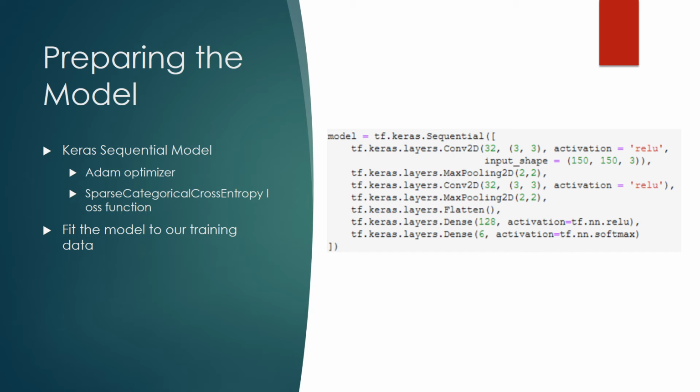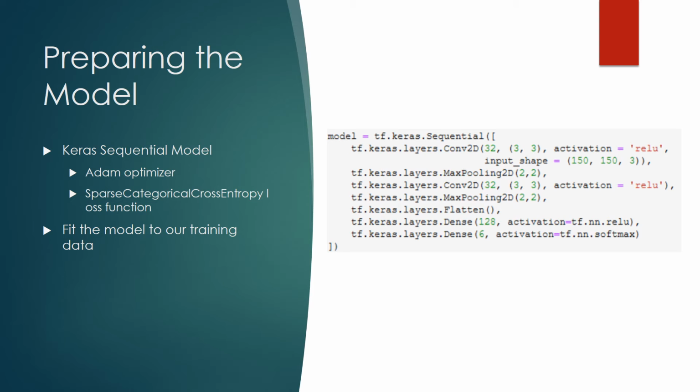On the right here, you can see a screenshot of our code outlining all the layers that we added to our model. We then compiled our model using the Adam optimizer and the sparse categorical cross-entropy loss function. The Adam method is computationally efficient, has little memory requirement, is invariant to diagonal rescaling of gradients, and is well suited for problems that are large in terms of data or parameters.